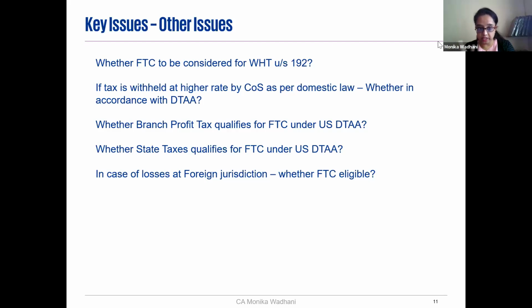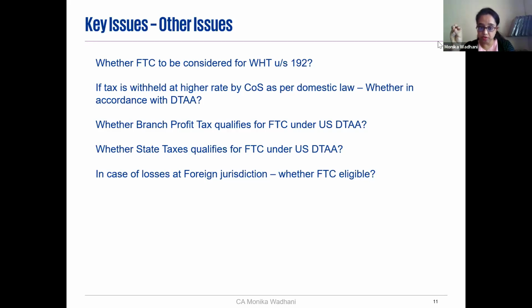In case of losses, so suppose there is a loss in a foreign jurisdiction. Say there is an EPC company which is having certain on-site services which are provided from the foreign jurisdiction, and it is doing offshore supply from India.